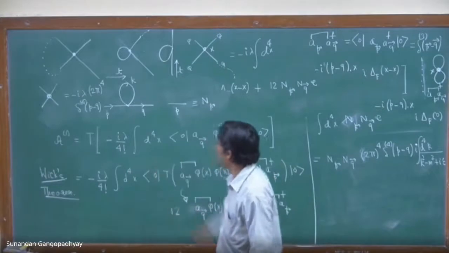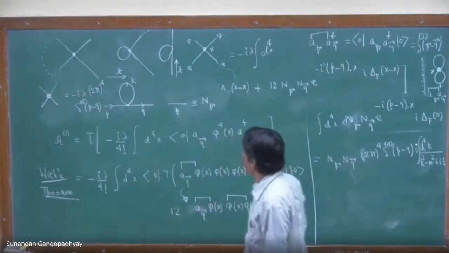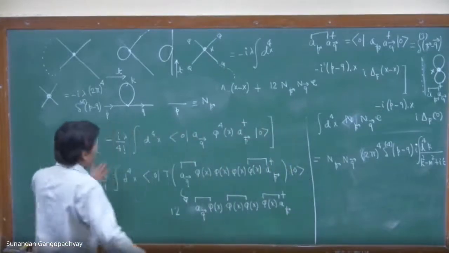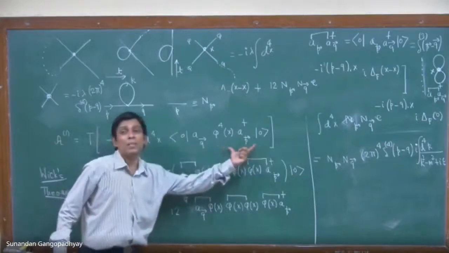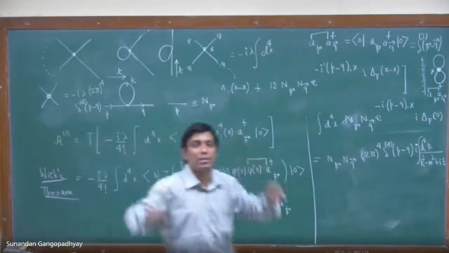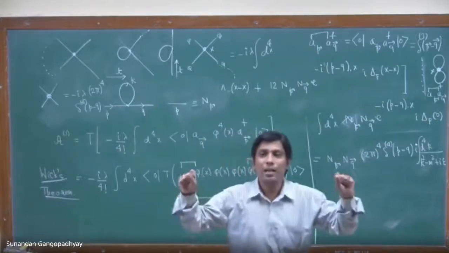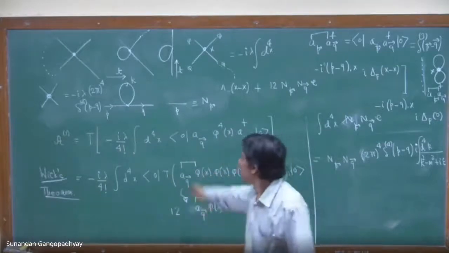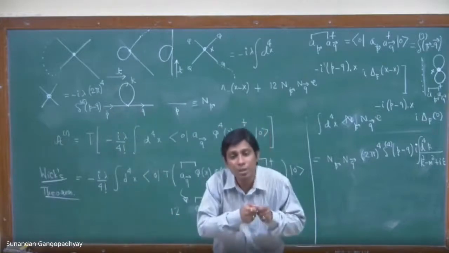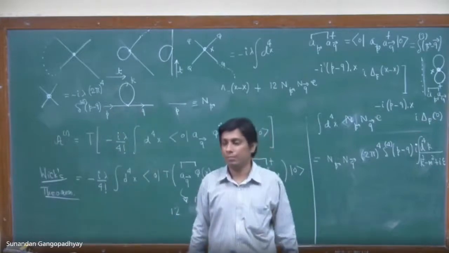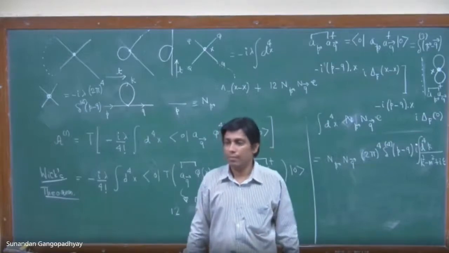But here you can see that we are trying to calculate this A1. x has been integrated out. What is left? The q's and p's are like the free indices. So all these diagrams that you will have here are diagrams in momentum space. Now you realize the difference between the two.